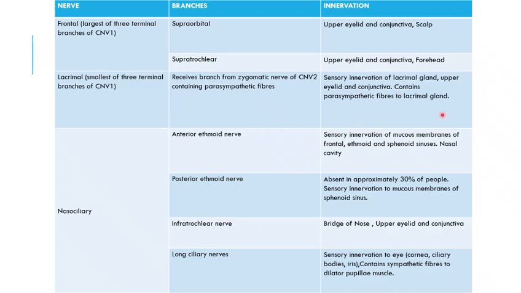And now nasociliary divides into the anterior ethmoidal, that gives sensory innervation to the mucous membranes of the frontal, ethmoidal, and sphenoid sinuses and nasal cavity. Posterior ethmoidal, absent in approximately 30% of people, gives sensory innervation to the mucous membrane of the sphenoid sinus. Infratrochlear nerve supplies the bridge of the nose, upper eyelid, and conjunctiva. And long ciliary nerve gives sensory innervation to the eye, that is cornea, ciliary body, iris, and contains sympathetic fibers to dilate the pupillae muscle.